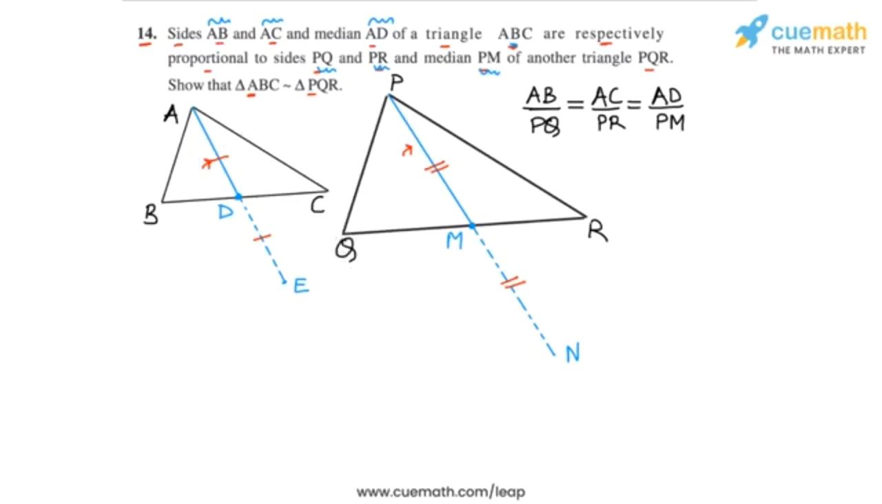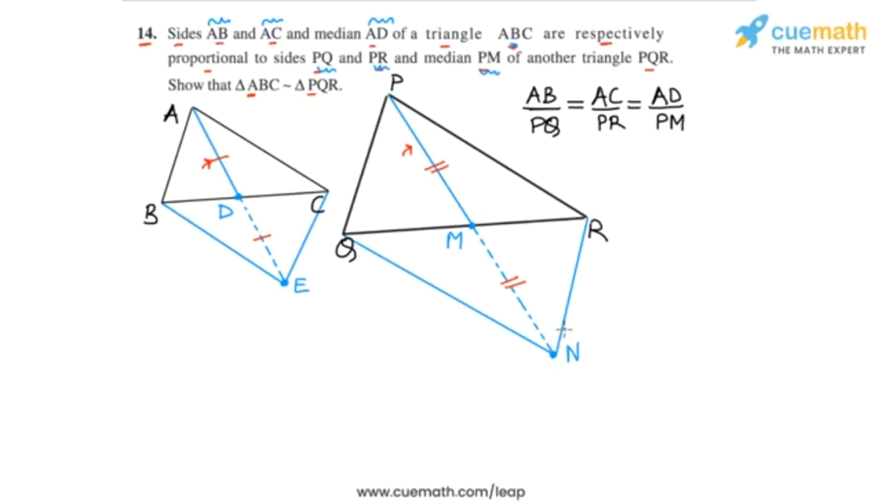Now we will join the point E to the points B and C. So I'm going to join E to B and E to C, and similarly I will join this point N to the points Q and R. So N to Q and N to R. So the construction that we have done is extend the median AD to a point E such that AD is equal to DE, and extend the median PM to a point N such that PM is equal to MN.